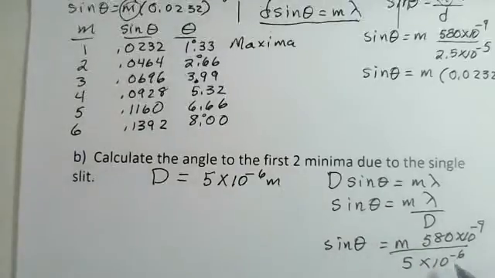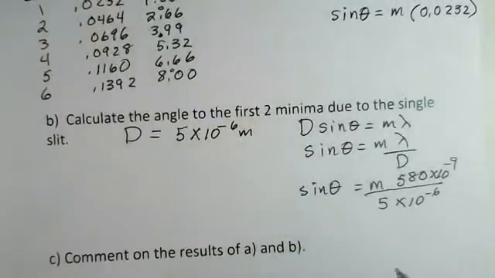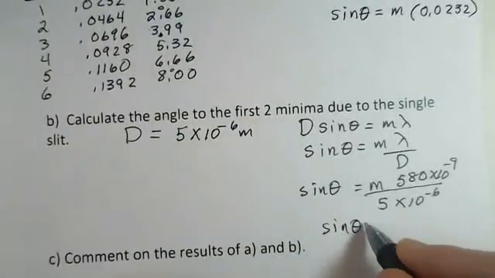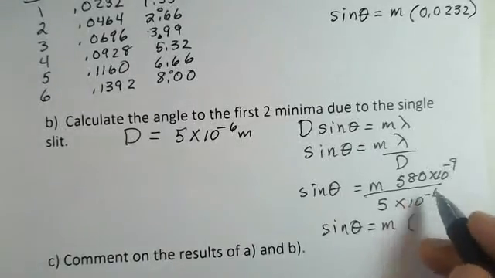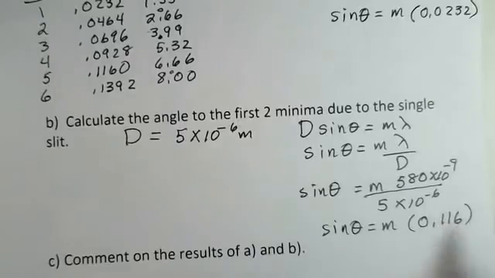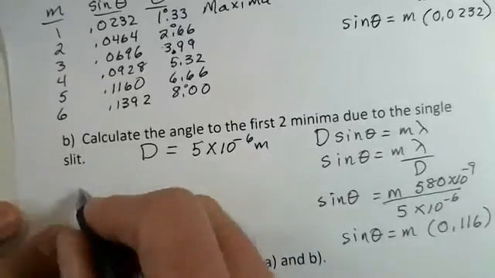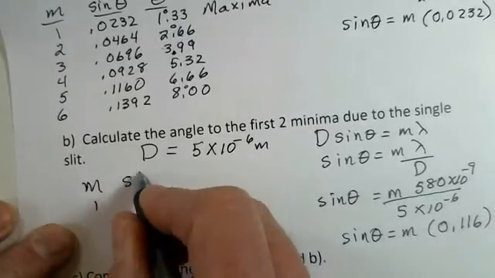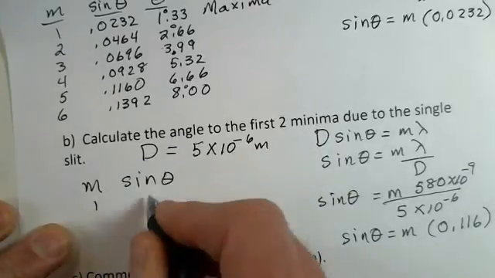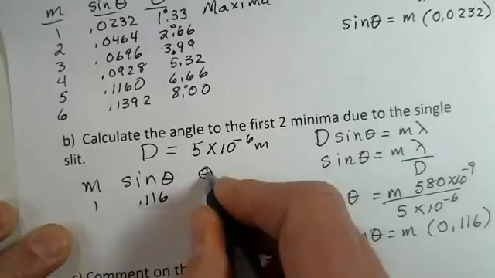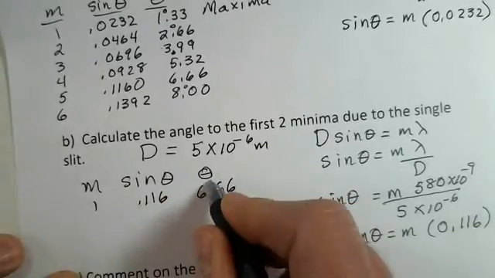So doing this in advance, I come up with a way to calculate sine of theta based on m. These two numbers divide out and produce 0.116. Now it's time to go ahead and use different values of m. First I'll use m of 1. When I do that, of course, I have 0.116 for the value of sine theta. And when I take inverse sine and do that calculation, I come up with 6.66 degrees.